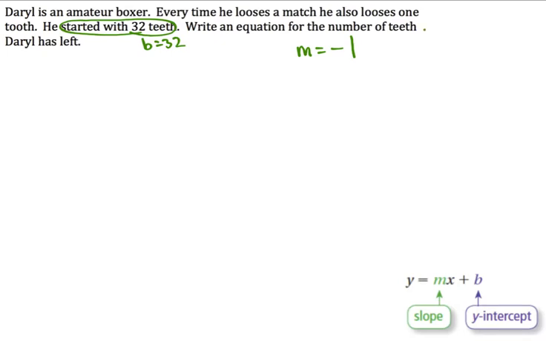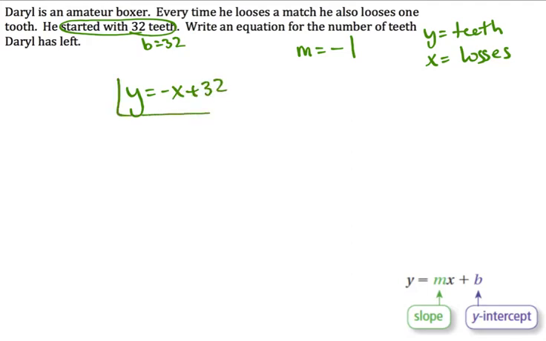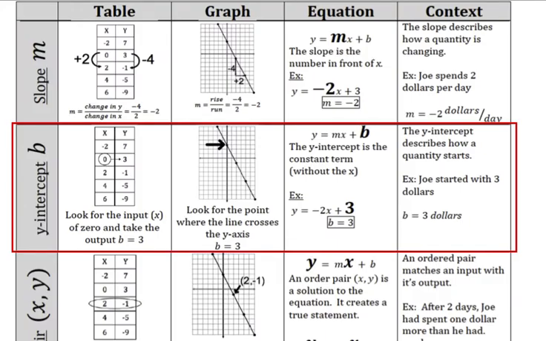Remember here that y represents the number of teeth he has, and x is the number of losses. So it would be y equals negative x plus 32, or y equals 32 minus x, which would represent the number of teeth he has left. I guess after he loses 32 matches, he won't have any teeth left at all. And you can't have negative teeth, so it is limited to how far this equation works.